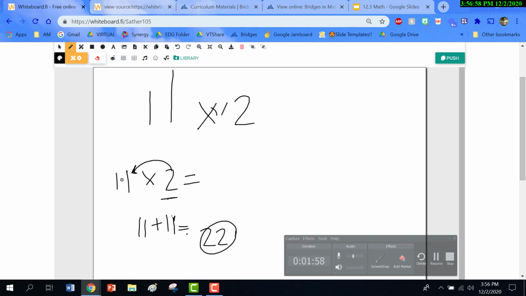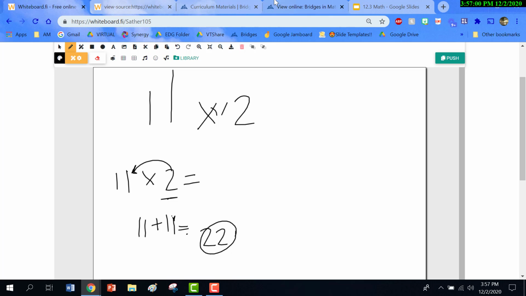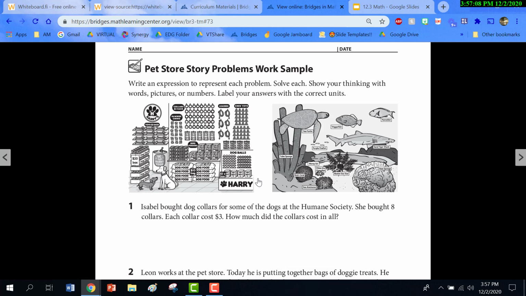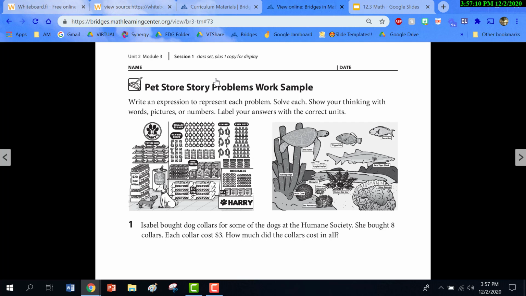Okay, now we're going to move on to warming up with some word problems. Don't get scared about word problems. It's just like listening to a story and trying to figure out what's going on there. Alright, so pet story problems. It says work sample, but we're not going to worry about that. It says write an expression to represent each problem and solve each. So an expression is just a multiplication sentence, or any kind of math sentence. Show your thinking with words, pictures, and numbers, and label your answers with the correct units.